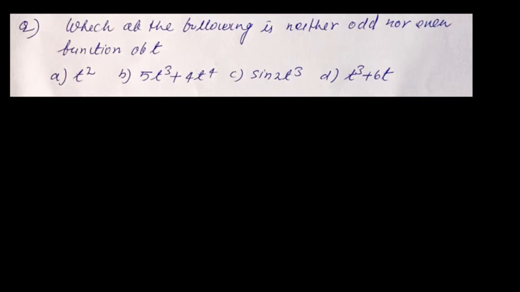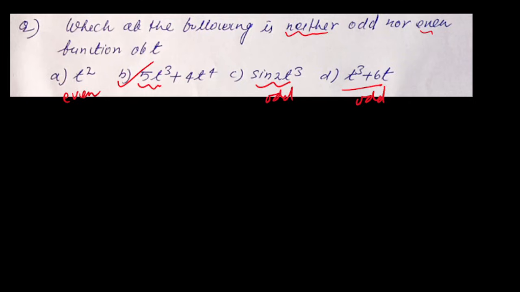Memory based question. Which of the following functions is neither odd nor even? So this is an even function. I hope you can see. This is an odd function and this is an odd function. So this function is neither odd nor even, because here this term is odd and this term is even, so you can't consider this function as either even or odd.